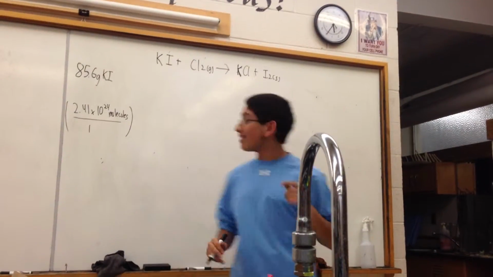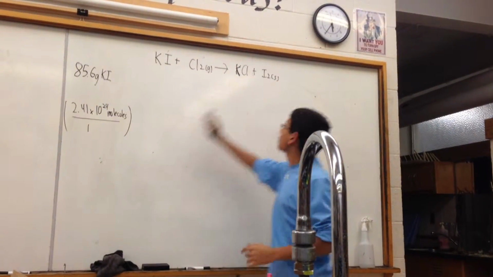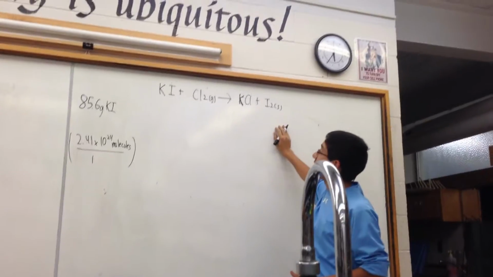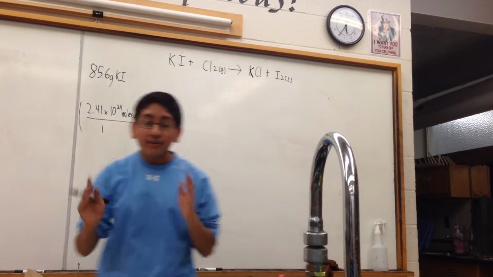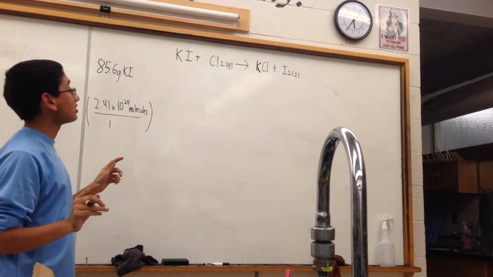Hey guys, it's Arca, and right now we're going to be doing a stoichiometry problem that starts with grams and molecules, and we're going to try and find the grams of iodine. Okay, so the first thing we need to do in a stoichiometry problem is balance our chemical reaction.